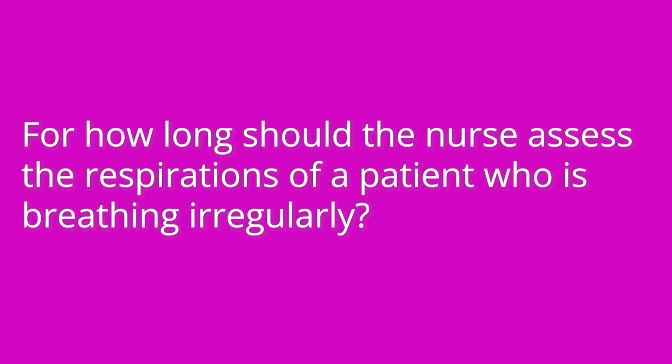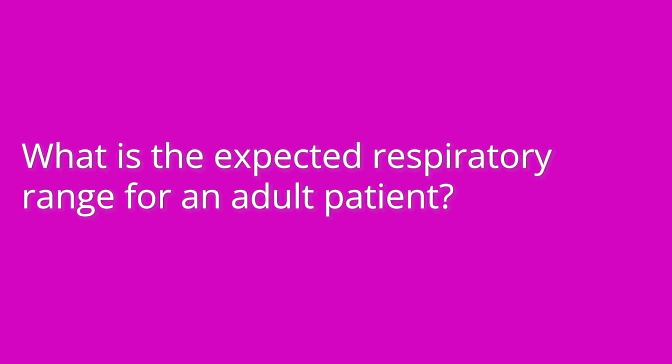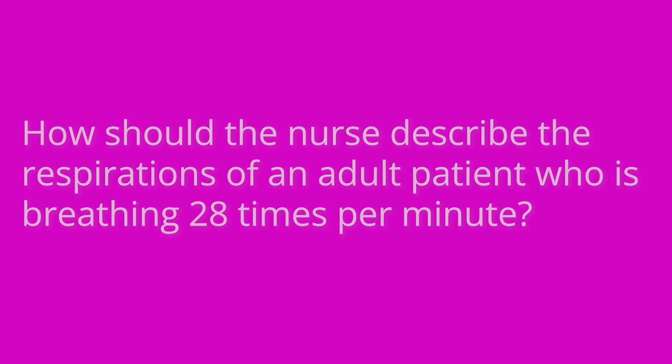For how long should the nurse assess the respirations of a patient who is breathing irregularly? For 60 full seconds, or 1 minute. What is the expected respiratory range for an adult patient? The expected respiratory range for an adult patient is 12 to 20 breaths per minute. How should the nurse describe the respirations of an adult patient who is breathing 28 times per minute? The nurse should describe this as tachypnea.